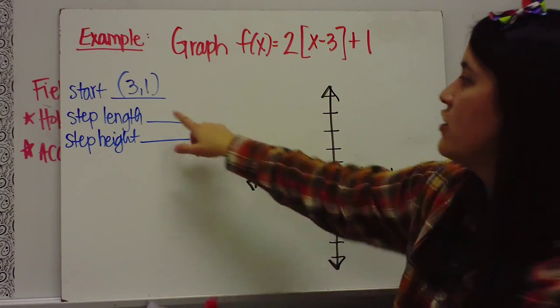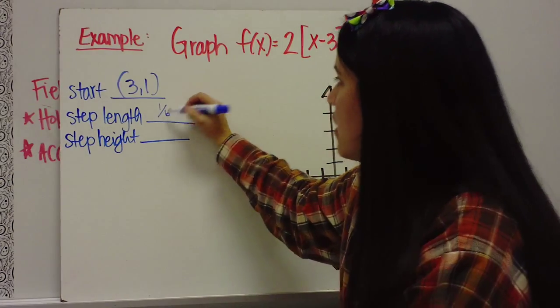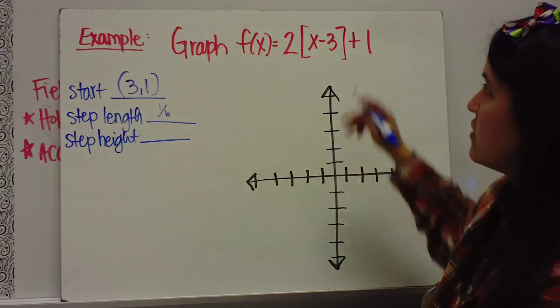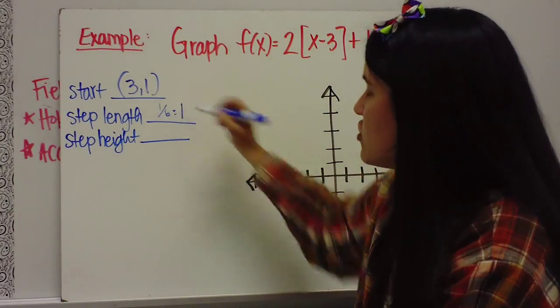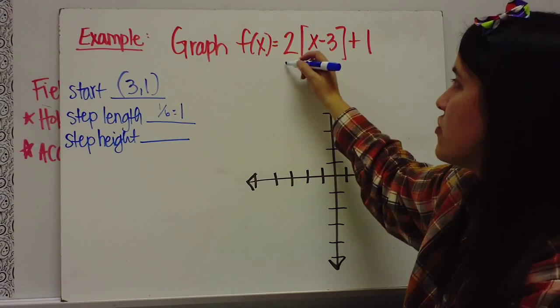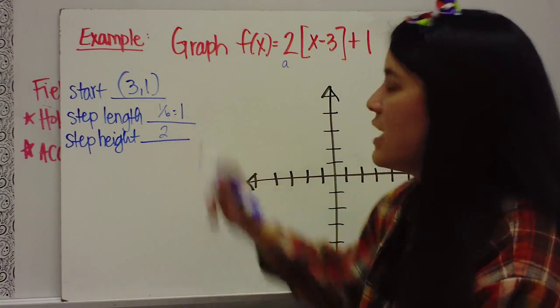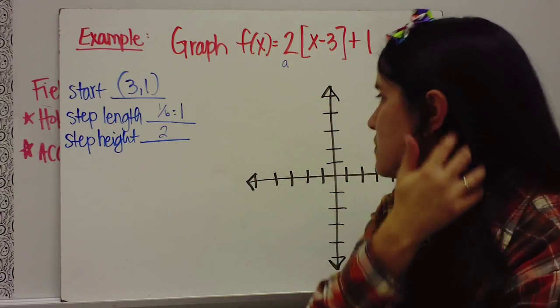Then your step length, remember this was 1 over b. B is 1, so my step length is just 1. Now my step height is 2. This is your a value, which means I'm going to skip 2 units in between my steps.